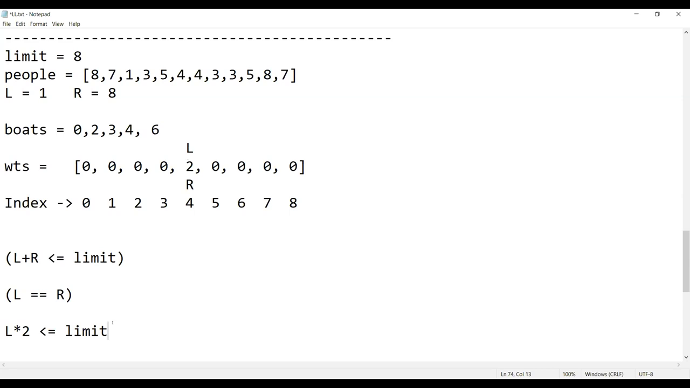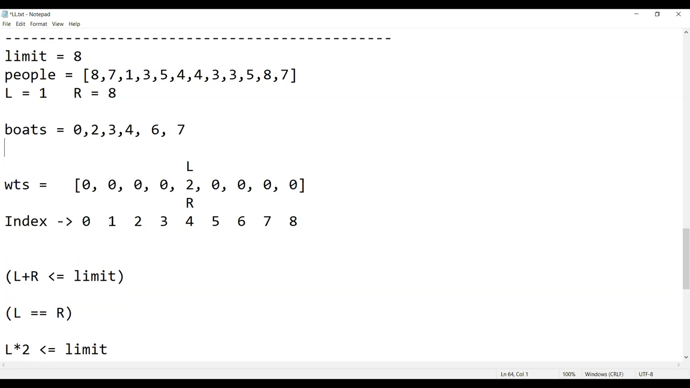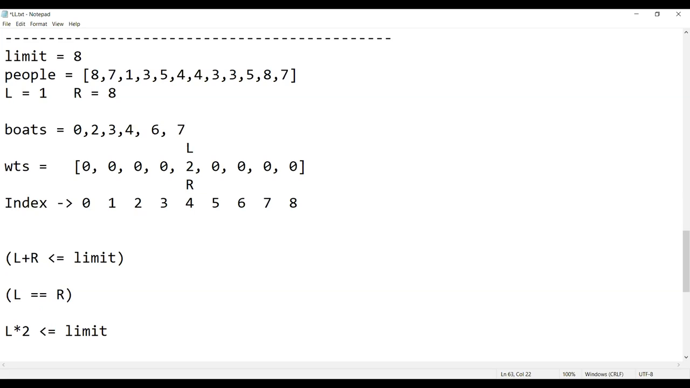Or else if it is greater than the limit, then it means that each person requires a separate boat. In this case it is 4. So 4 multiplied by 2 is 8. So it is within the limits. So I can divide these 2 by 2. So I need a single boat over here, and therefore the answer becomes 7. And then I again increment my pointers. It is for the exit condition, and then I exit.